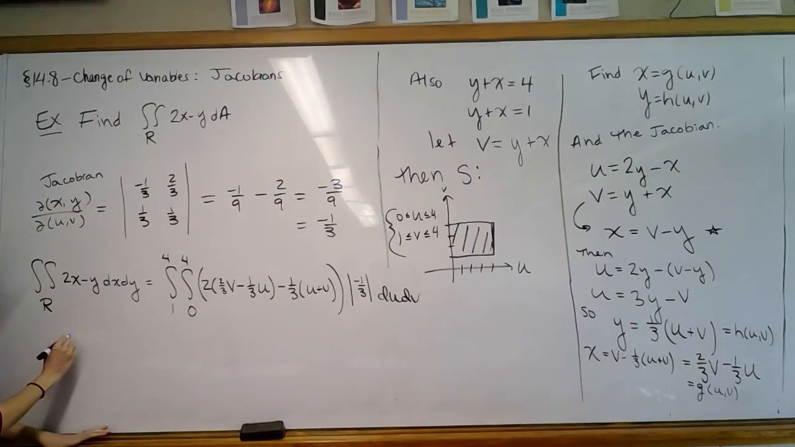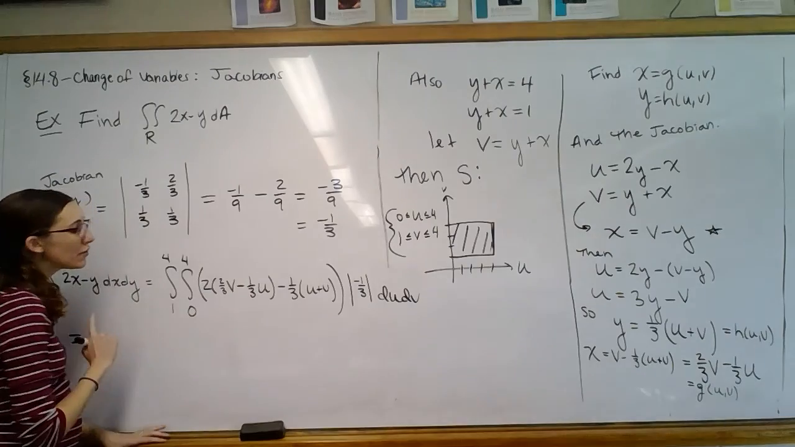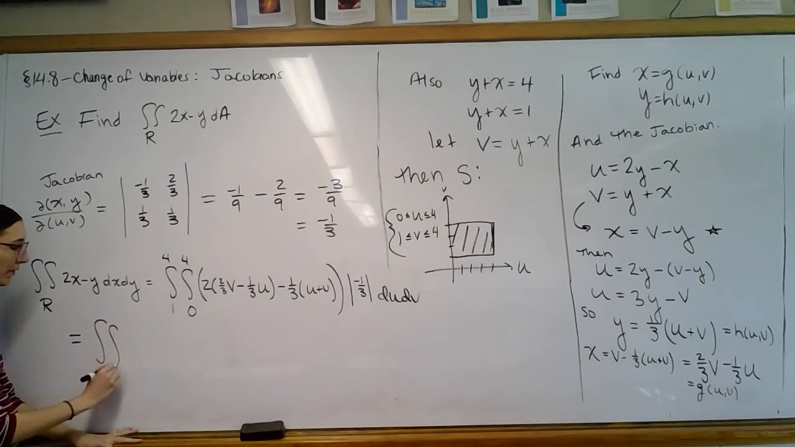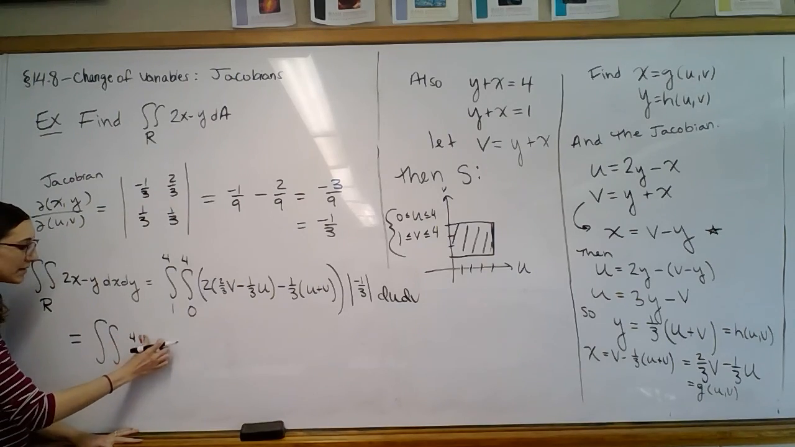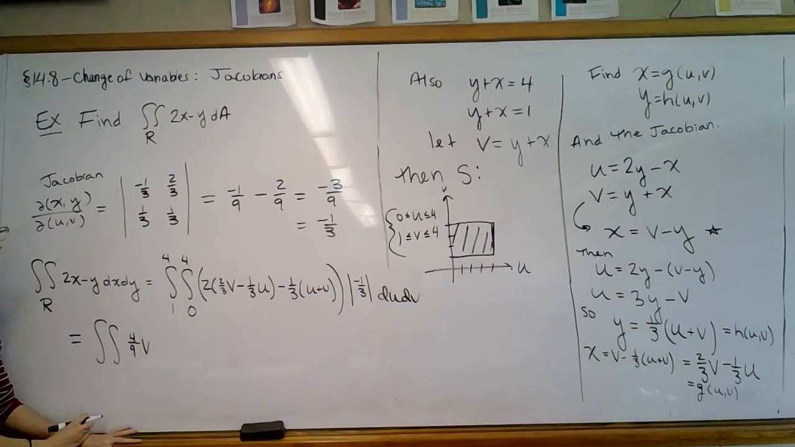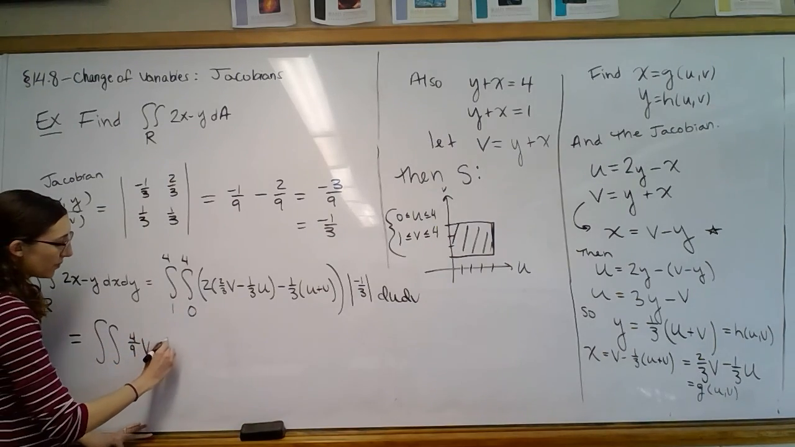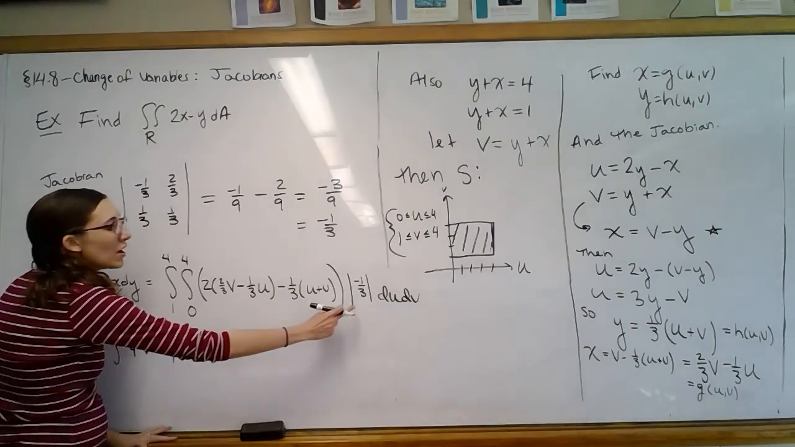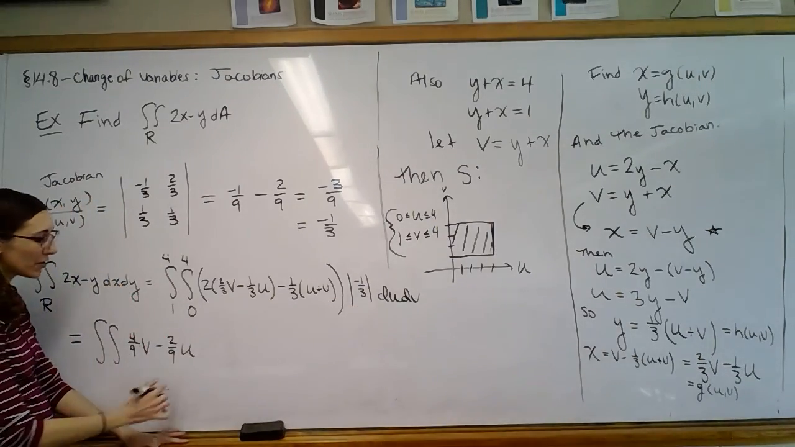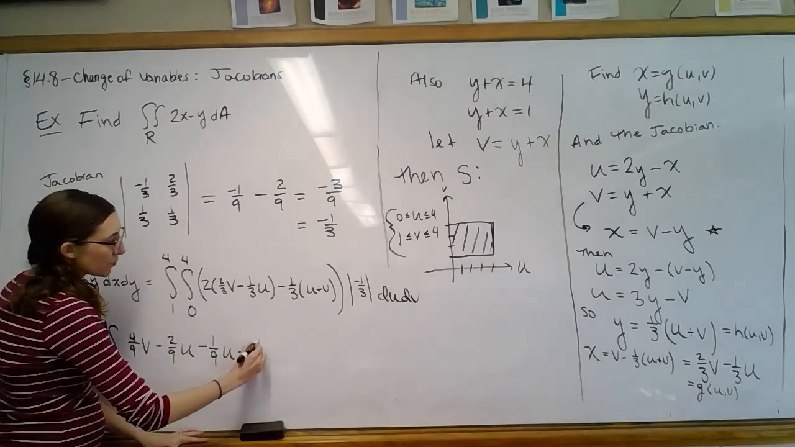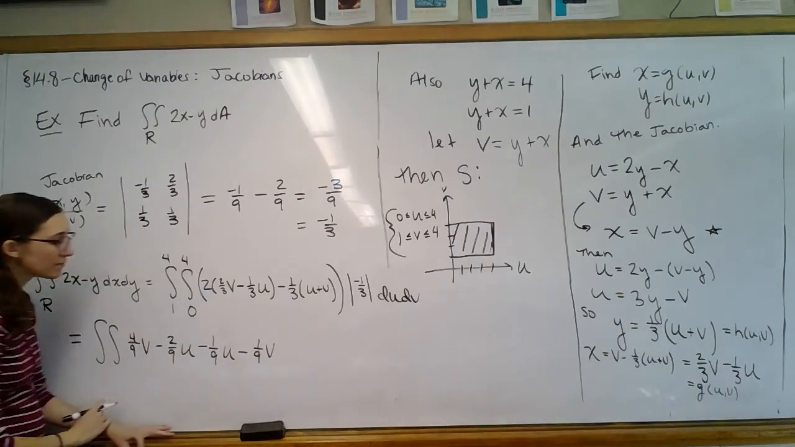So if we work on cleaning all of that up, I really have 2/3 times 2/3 v was going to be 4/9 v minus that 2/3 times 1/3 is going to be minus 2/9 u, and then we have 1/3 times a -3rd is going to be -1/9 u, and then minus 1/9 v.